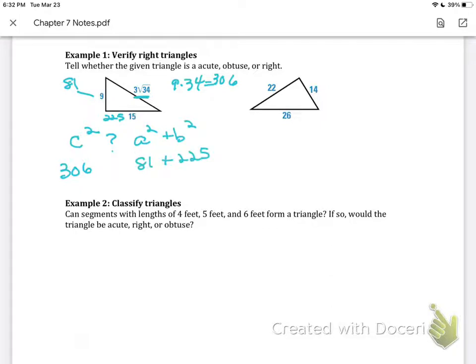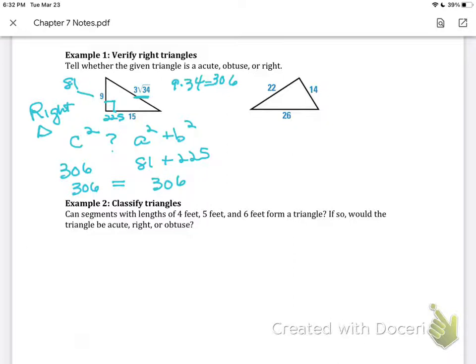225. Okay, if we add 81 and 225 together, guess what? We get 306. That means that these two are equal. And what kind of triangle do I have? I have a right triangle. So this indeed was a right angle. Okay, so look at the next one.